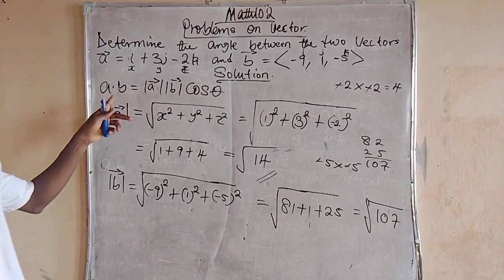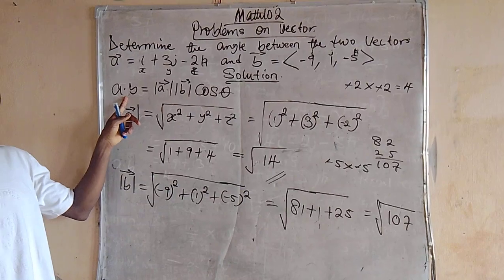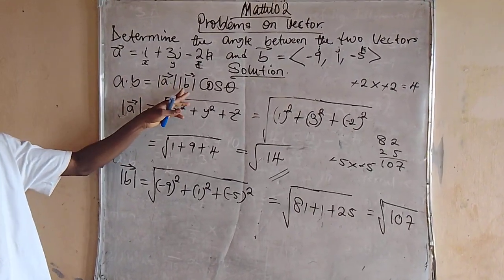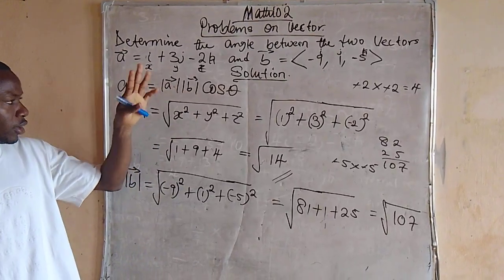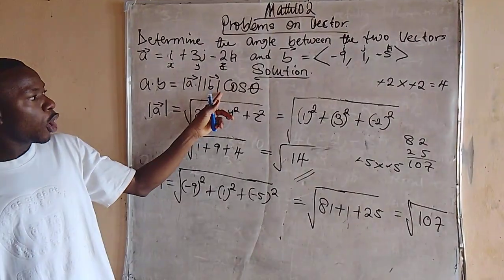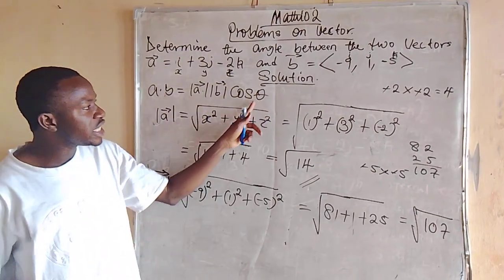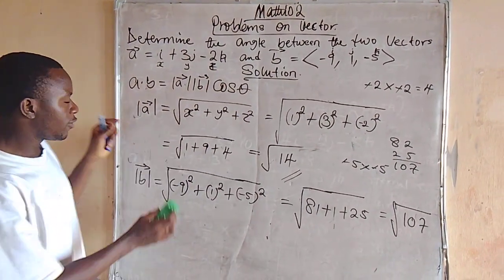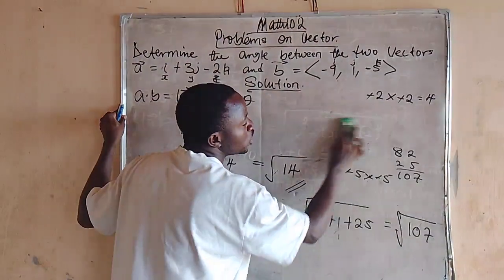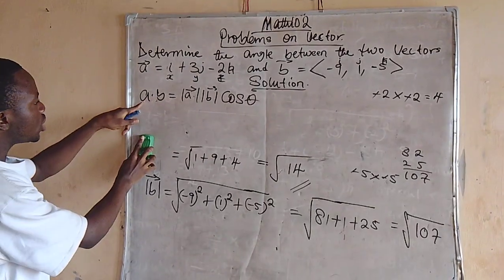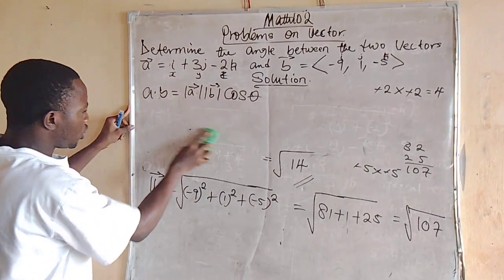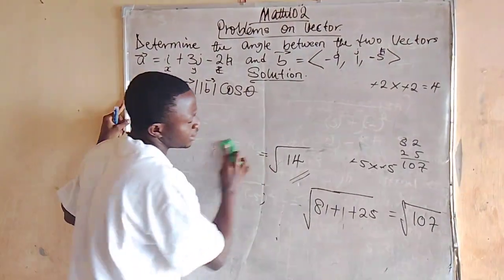Now, we have gotten the value of the dot product AB. We have gotten the magnitude of vector A. We have gotten the magnitude of what? Vector B. Now, the question says we have to look for the angle between the vectors, okay? So, all we have to do is what? We are going to make theta the subject of the formula, okay? So, I'm going to clean the board now. So, we can make theta the subject of the formula. Then we substitute the value for the dot product AB, the magnitude A, and the magnitude B, respectively. Now, let's do that.